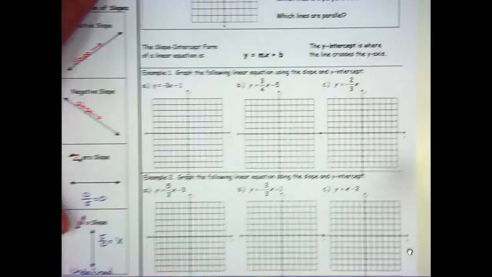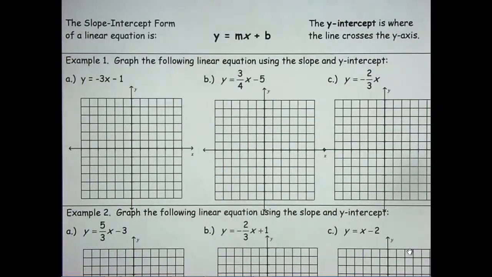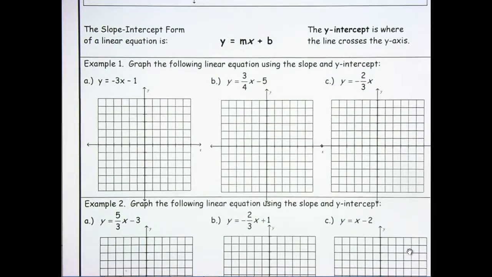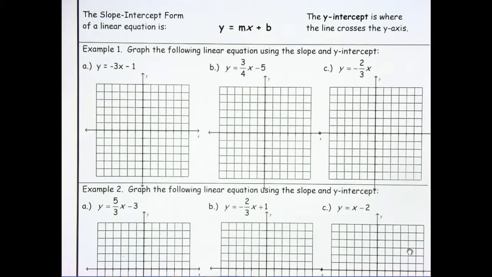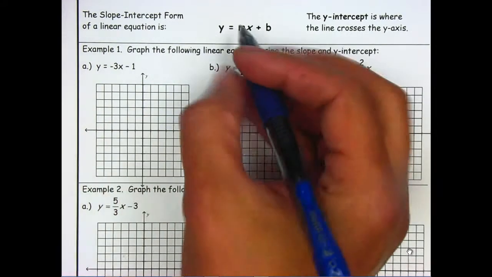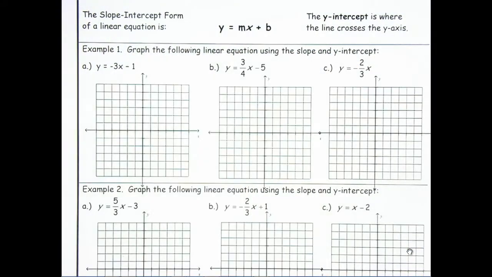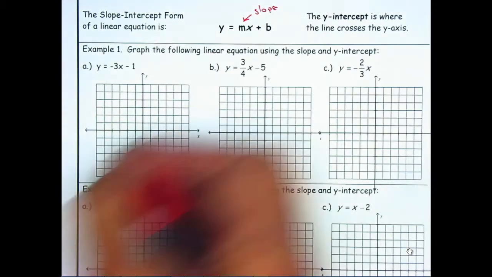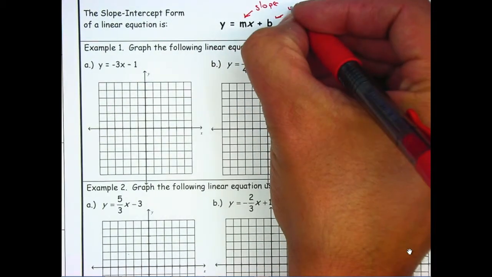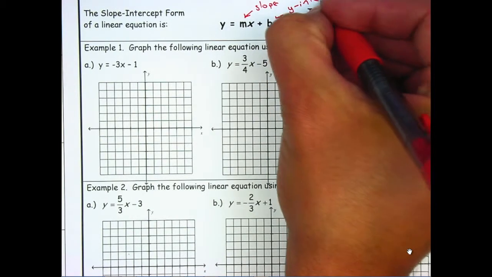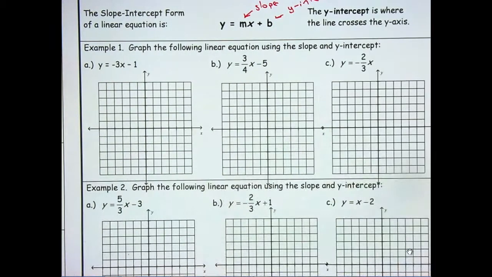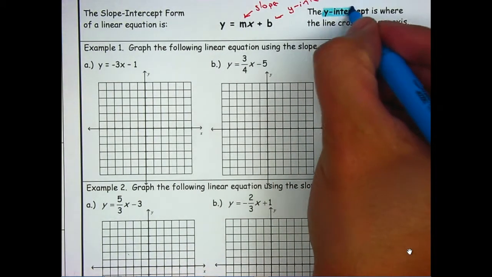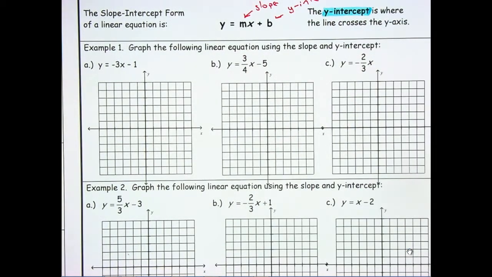Now let's go and start with the slope-intercept form. Slope-intercept form, most of you have seen it before. We have y is equal to mx plus b, where m is the slope and b is the y-intercept. Now over on the right we have the definition of the y-intercept. The y-intercept is where the line crosses the y-axis.